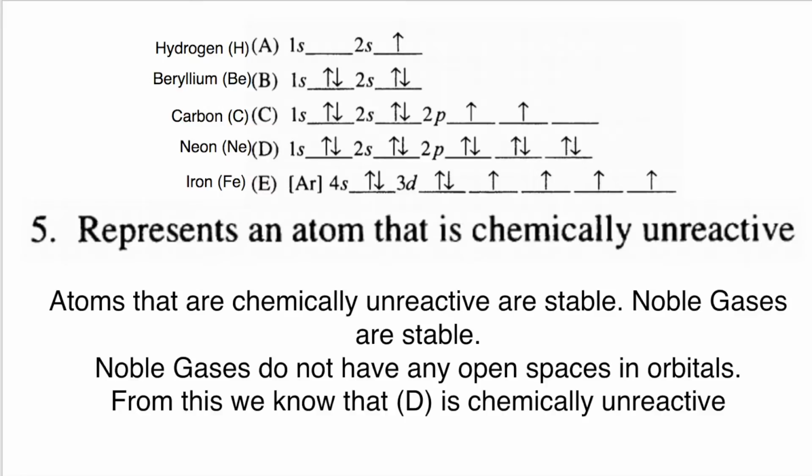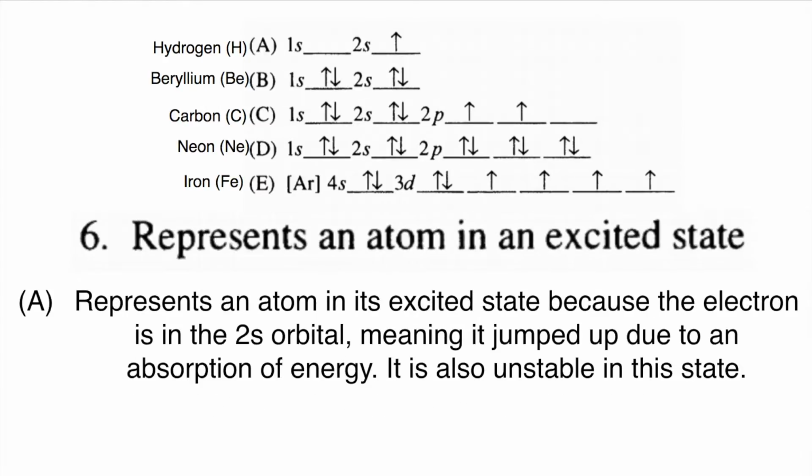We know it is a noble gas because if you discovered what element it was beforehand, you would know that it was neon, and if not, you would see that all the orbitals were full. Number 6, represent an atom in an excited state. An atom in its excited state would be option A, which is hydrogen. We know it is excited because the electron is in the 2s orbital instead of the 1s orbital because it absorbed energy and is now in an unstable excited state.